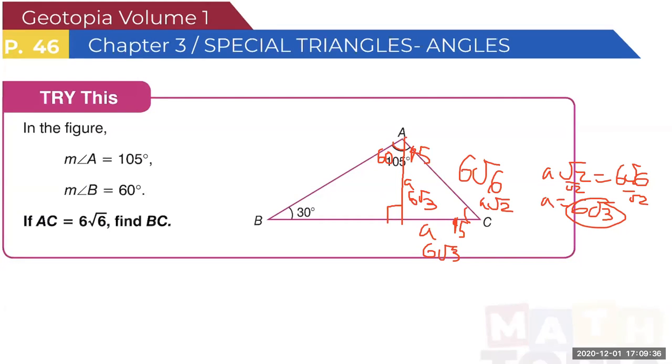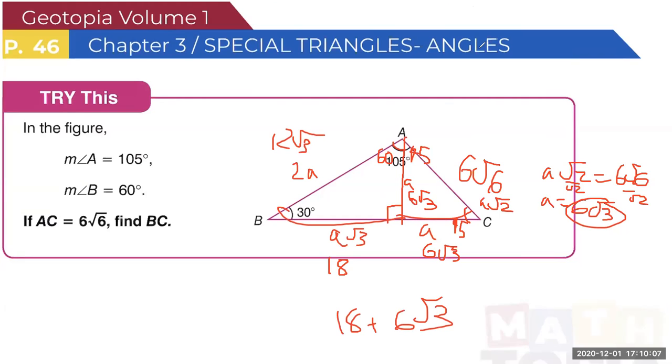Now, how do we do the 30, 60, 90 triangle? We know this is A, A root 3, and 2A. So we know A is 6 root 3. Then A root 3 is 6 root 3 times root 3, which is 6 times 3, which is 18. And 2A is equal to 12 root 3. So what is BC? It's equal to 18, which is this section, plus 6 root 3, which is our final answer. 18 plus 6 root 3 is our final answer, the length of BC.